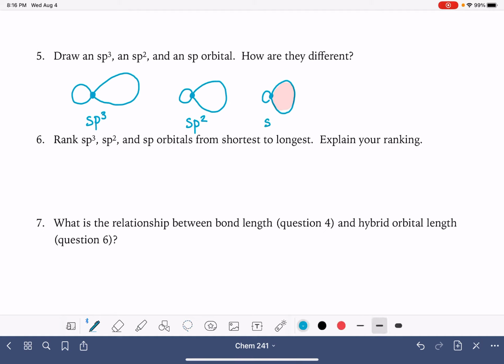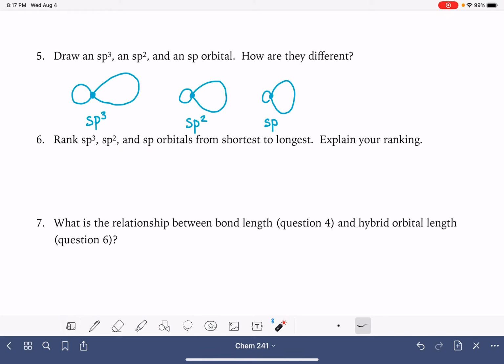If you look at pictures that are in your book or on the internet, they're going to look way better than what I just drew. Okay, so we've got those hybrid orbitals drawn. Now what we're going to do is rank them in terms of their length, from shortest to longest.